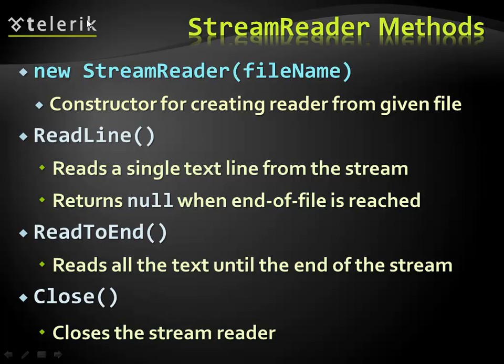So the easiest constructor is just to get it with a file name, and that's it. We have access to the file reading. We can read it by line. We can read it all the way to the end. If we read it by line, we can reach the null. We get a null response on the read method. That means we've reached the end. And at the end, it's always a good idea to close your StreamReader so that there are no open resources or things which are left in memory and they can get lost.